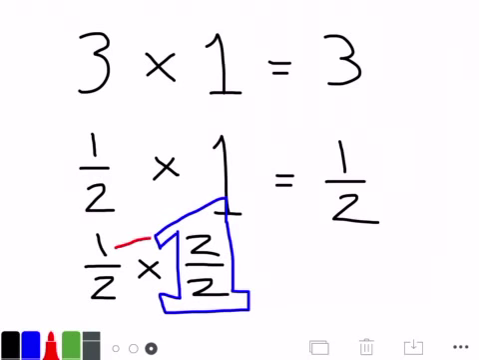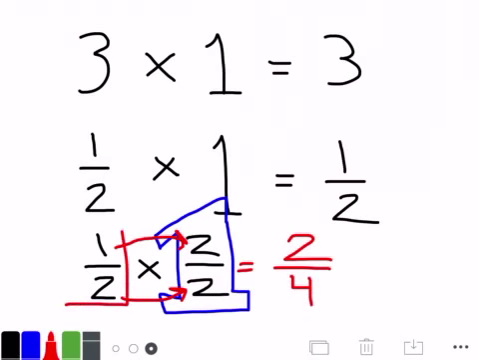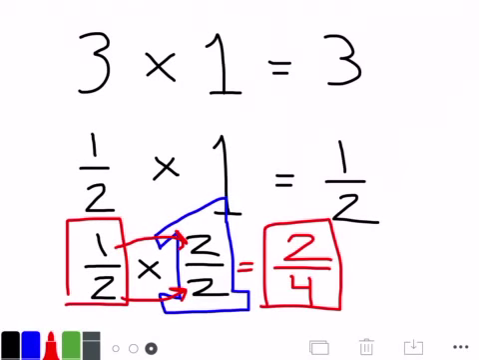So you multiply the numerators, 1 times 2, and you'll get 2. And you multiply the denominators, 2 times 2, and you get 4. And I'm pretty sure we just decided on the previous screen that 1/2 is in fact equal to 2/4. Let's see that again with a different fraction. This time let's start with, we'll go with 3/4. Right? 3/4 times the whole number 1.